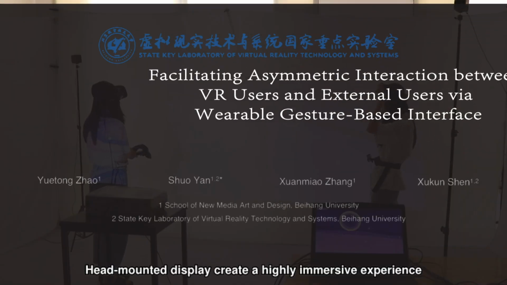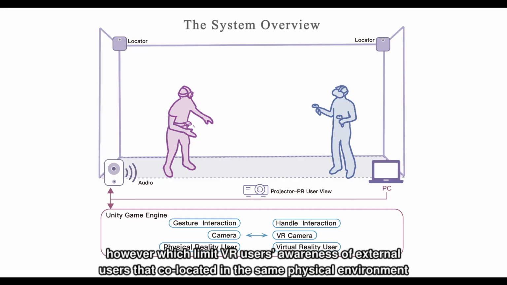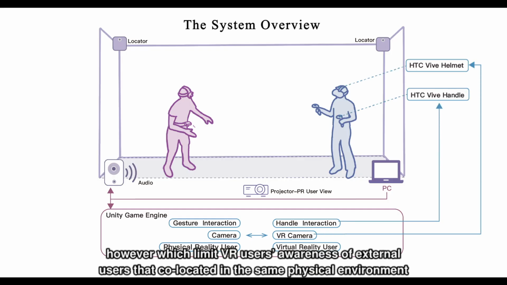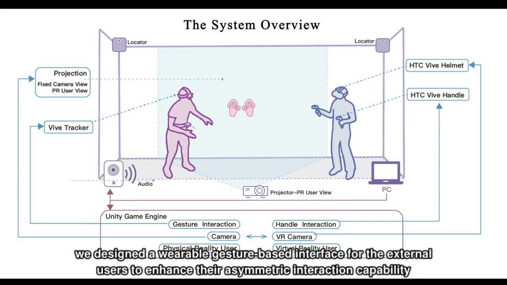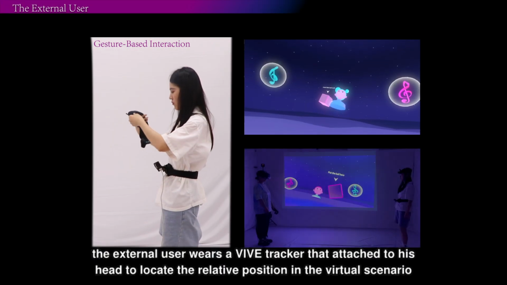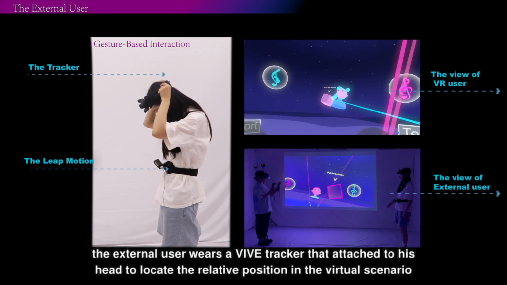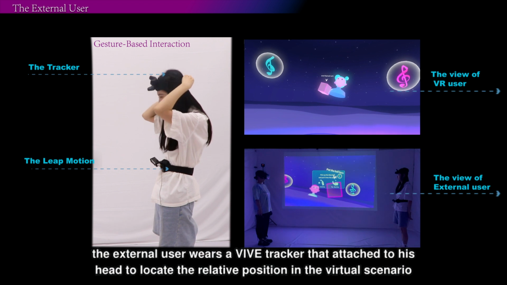Head-mounted displays create a highly immersive experience, however, which limits VR users' awareness of external users that are co-located in the same physical environment. In our work, we designed a wearable gesture-based interface for the external users to enhance their asymmetric interaction capability. In the system, the external user wears a Vive tracker attached to his head to locate the relative position in the virtual scenario.